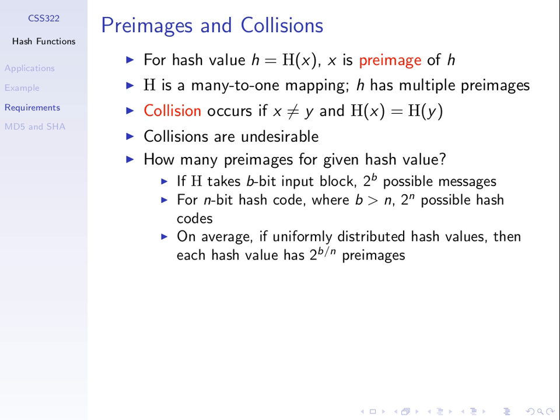Collisions are undesirable, as we just said, because in the different schemes that we use hashes for authentication, if we can find a collision, then that potentially means that we can defeat the authentication system from the attacker's point of view.